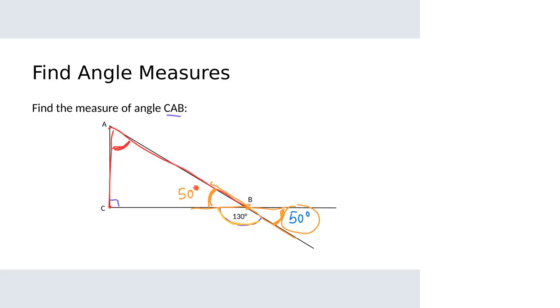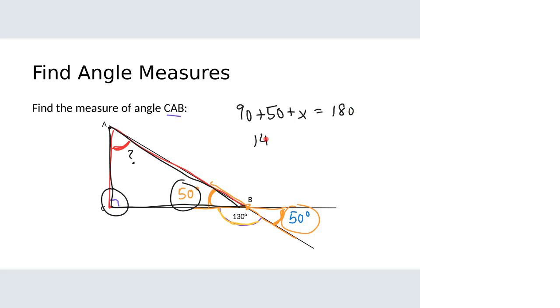I still don't have the measure of angle CAB, but now what I know is the three angles of a triangle add up to 180. So if I've got 90 and 50 and this one, those three have to add together to make 180. So if 90 plus 50 plus the one I don't know have to add up to 180, that means, let's see, that's 140 plus the one I don't know has to add up to 180. Subtract 140 from both sides, and the angle I'm looking for must have a measure of 40 degrees.